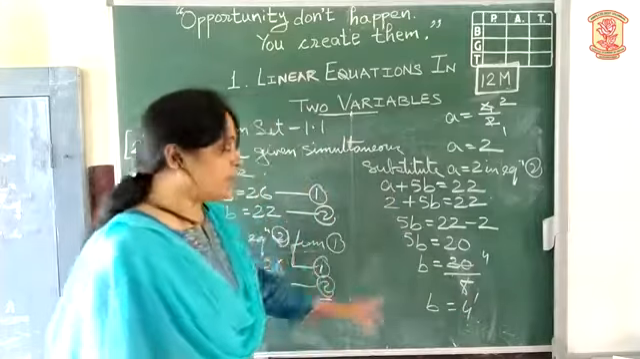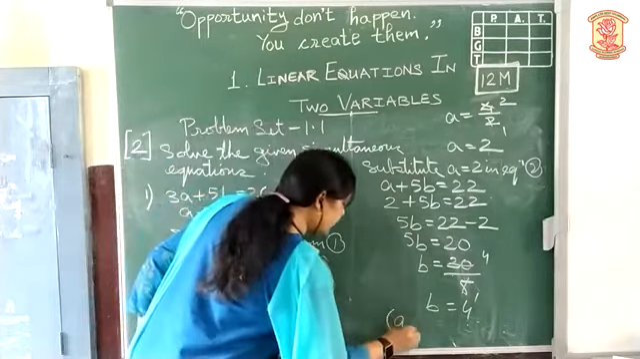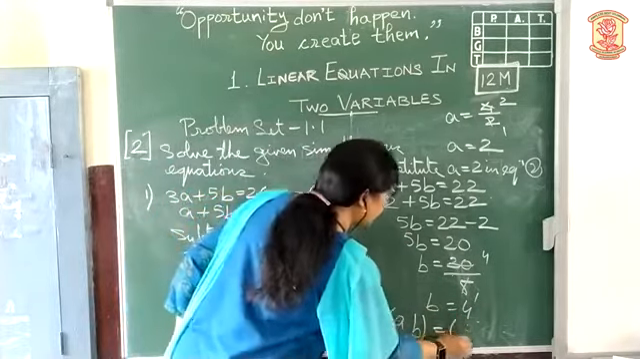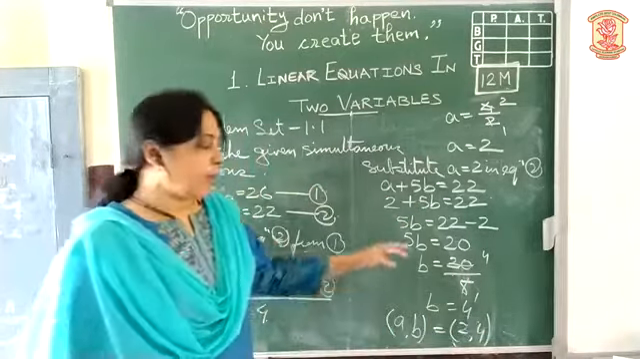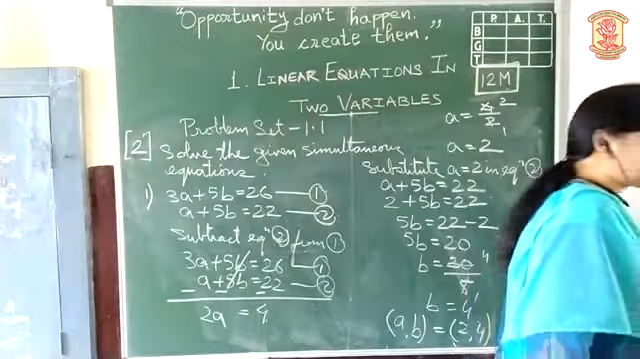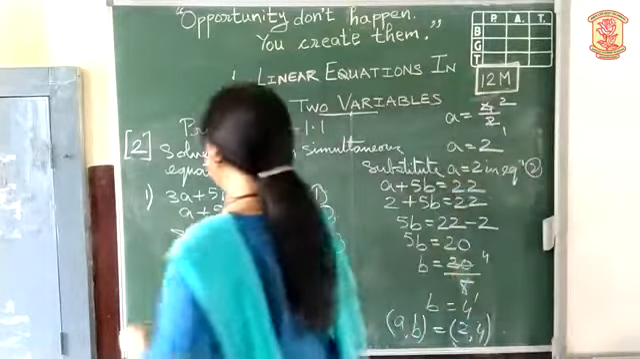So what is going to be the solution of this equation? That is, (a, b) is going to be (2, 4). Now we are going to see the second equation of the same exercise.